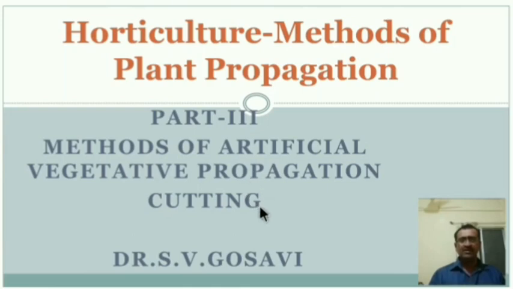Here, in addition to the natural method of vegetative propagation, several artificial methods of vegetative propagation are practiced. It is the process of multiplying a plant by use of a part and bud of a selected mother plant. The important artificial method of vegetative propagation is nothing but cutting. Let us learn about cutting in this chapter.